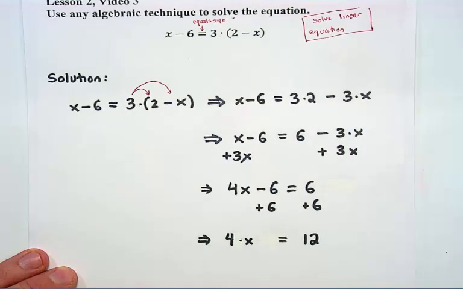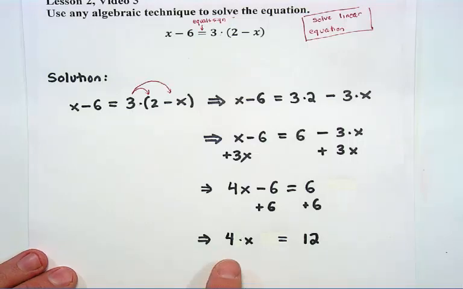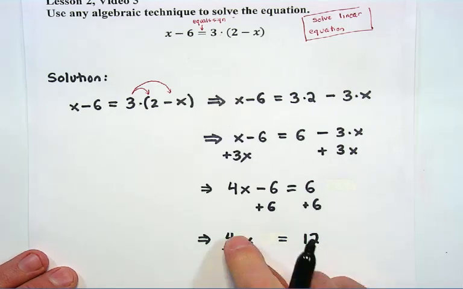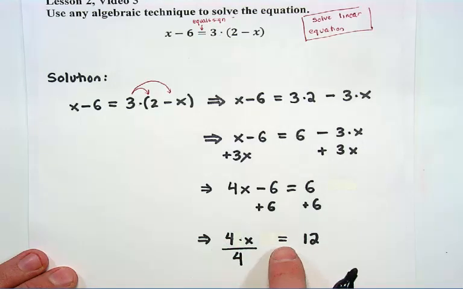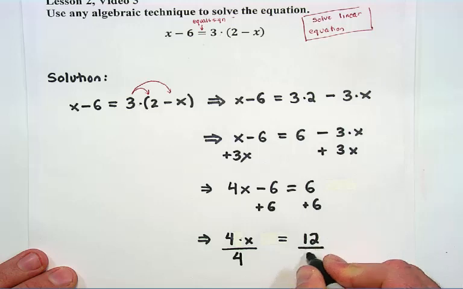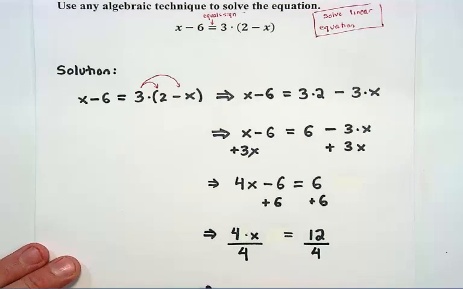That's 4 times x. So if I want to get rid of that 4, what do I have to do? What's the inverse operation of multiplication? Ding, ding, ding, ding, ding, ding. Division. 4 divided by 4. In an equation, anything I do to the left-hand side of the equation, I must also do to the right-hand side of the equation.